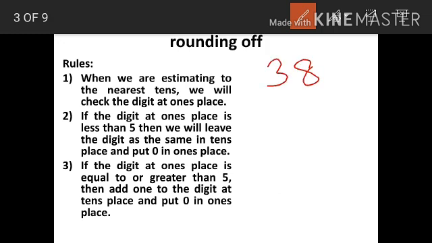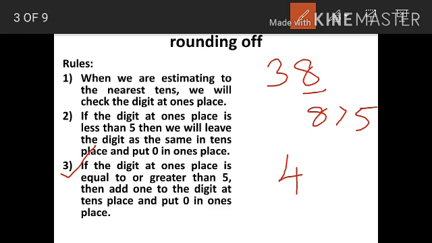So now consider the number 38. Here the digit at ones place is 8. We know that 8 is greater than 5. Isn't it? So what we should do? As per our rule number 3, we know that if a digit in the ones place is greater than 5 or equal to 5, we will add 1 to the digit at tens place. So when we are adding 1 to 3, we get the answer as 4.